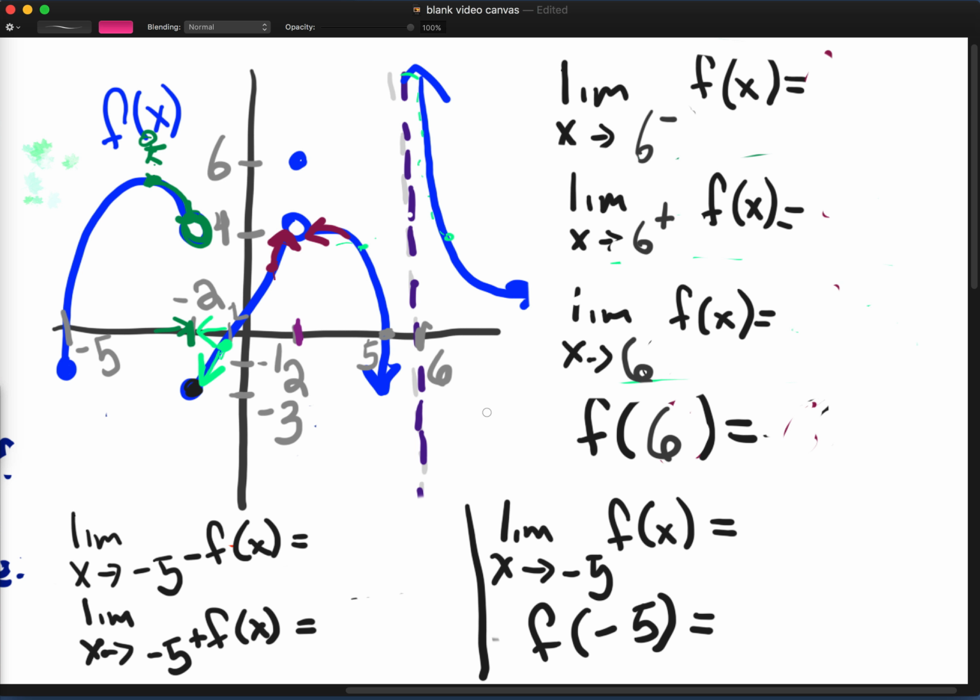Alright, so let's talk them through. Let's do 6. So what do you guys say about what is f of 6? Right. Does not exist, undefined. Okay. So there's a vertical asymptote there.